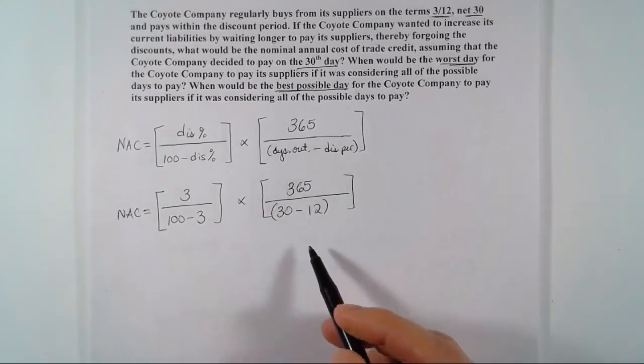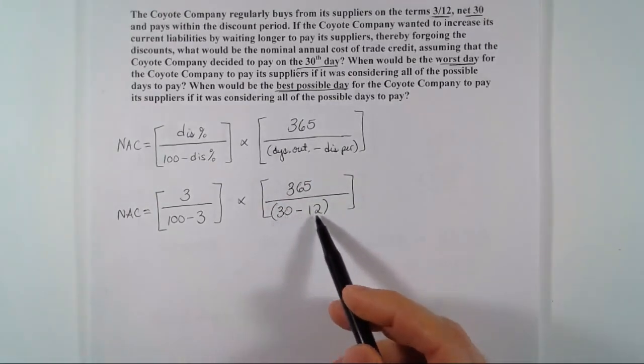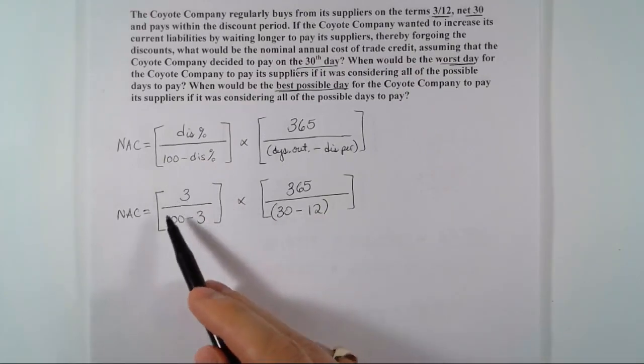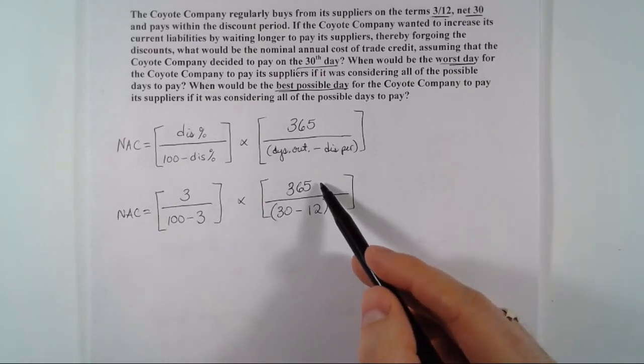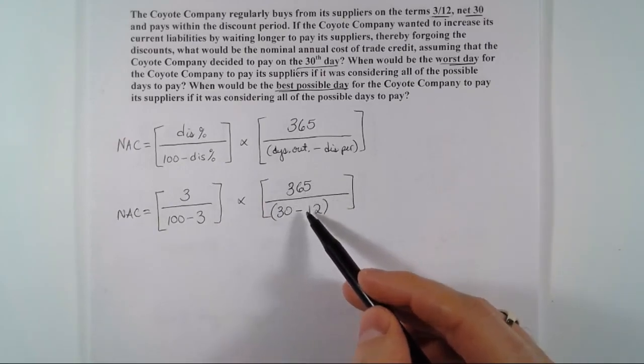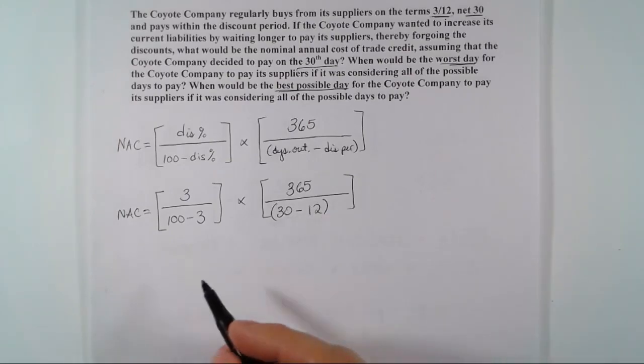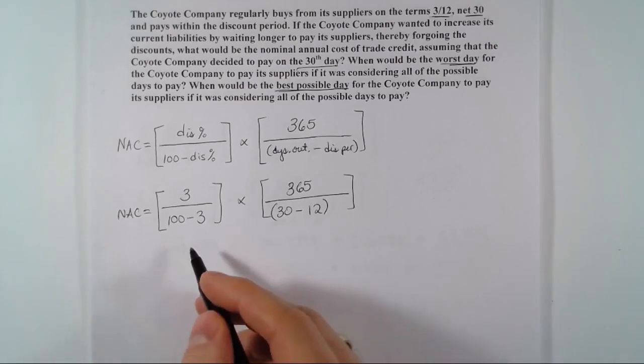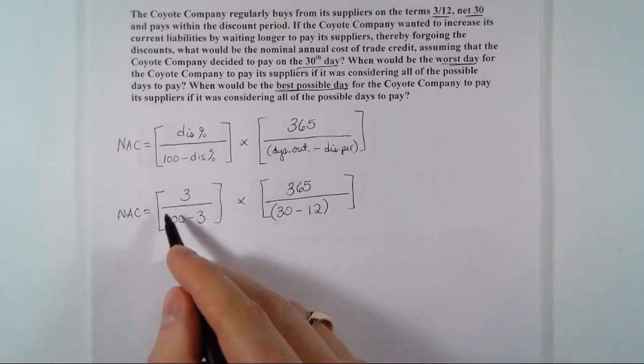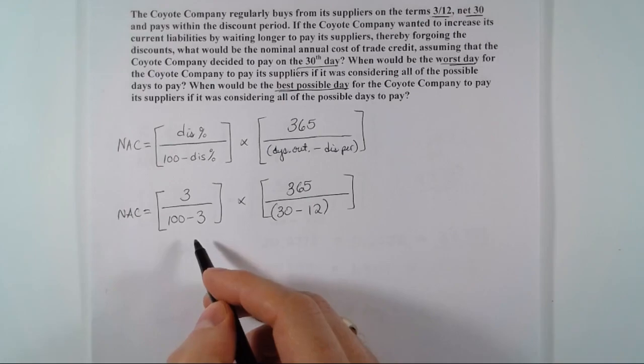So if we look at this, what's happening here is if I take 30 minus 12, that means I've got an extra 18 days to pay by incurring this penalty that's reflected by this piece over here. Well, 365 divided by the 18 tells us how many of those 18-day periods there are in a year. Now at this point, you should pause the video and work out this first piece and see what you get.